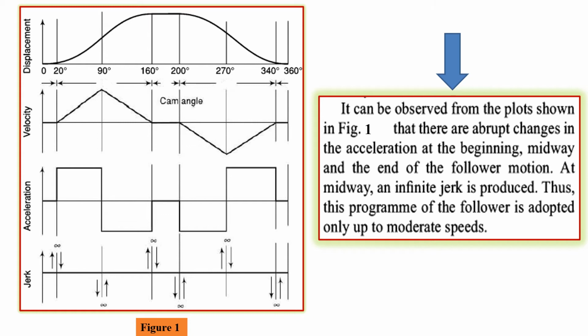It can be observed from the plots shown in figure 1 that there are abrupt changes in the acceleration at the beginning, midway, and the end of the follower motion. At midway, an infinite jerk is produced. Thus, this program of the follower is adopted only up to moderate speeds.